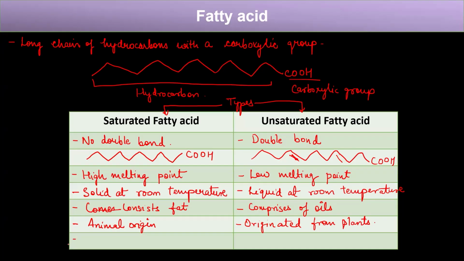Now, these are of animal origins, and where are these stored? So these are stored in the liver. In animals, these are stored in liver and beneath skin. While in unsaturated fatty acids, because they are originated from plants, they are stored in seeds and fruits. Okay, we get oils from where? From seeds, right? So these are stored in seeds and fruits.